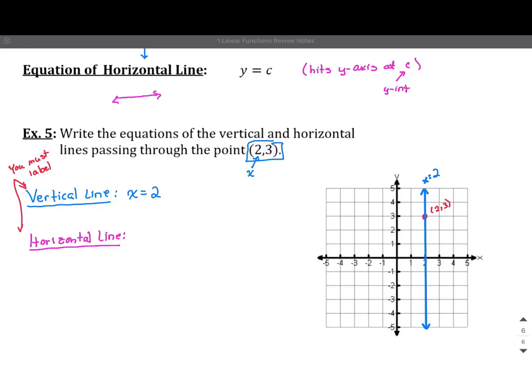So we know that the equation of a horizontal line is y equals a number. Well, in this point, our y is 3. So y equals 3 is our equation. If we look, when we go through this point and go over horizontally, it hits the y-axis at 3. And the equation of our line is then y equals 3.